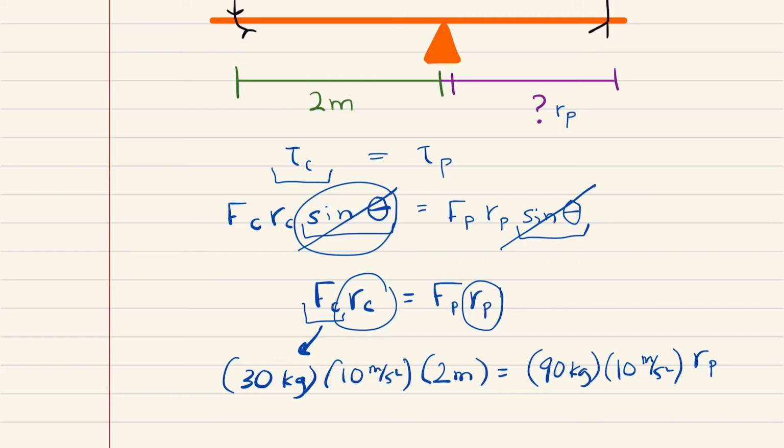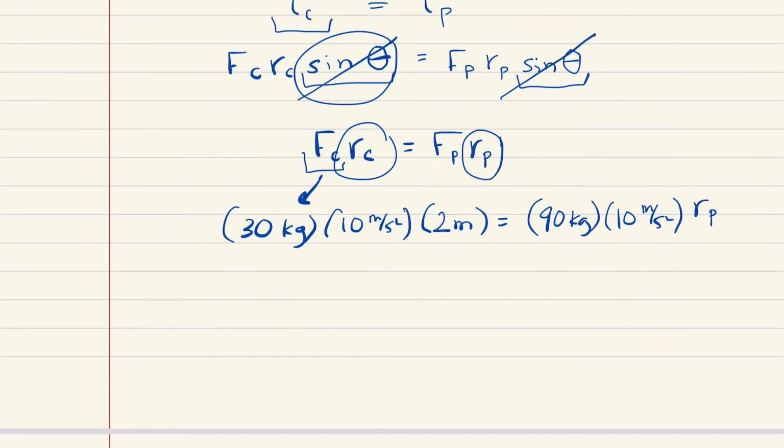We're trying to figure out the distance from the fulcrum that the parent has to sit for the seesaw to be balanced. So let's go ahead and try to calculate this out. Now, both sides have this 10 meters per second squared, this acceleration due to gravity. We're just going to cancel those terms to make the math a little bit easier.